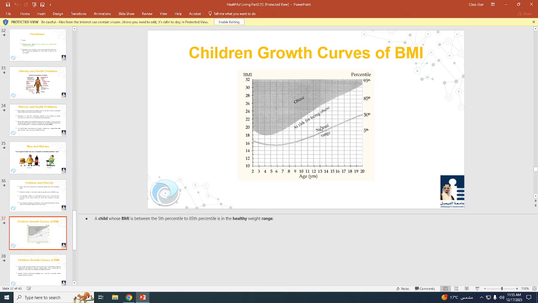Yes, the curves are there with the percentile? With the percentile. Can you repeat the percentages? Yeah, sure. Let me check. Okay. Yeah.